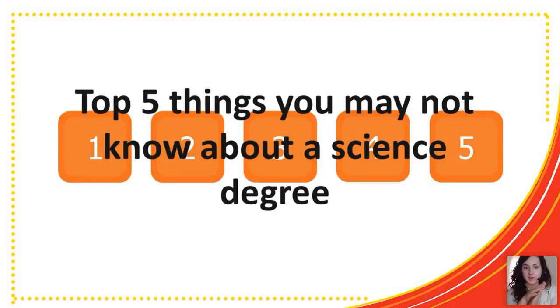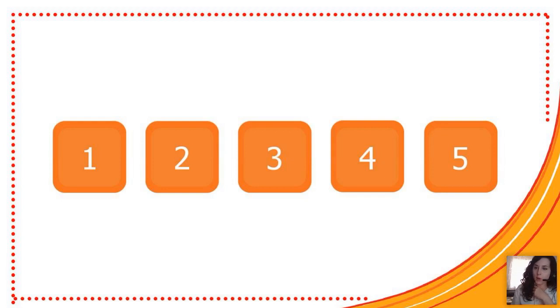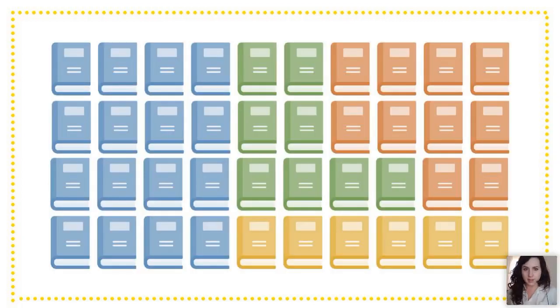Okay, now on to the meat. Here are the top 5 things you may not know about a science degree or coming into a science degree. Number 1, there are 40 courses in a degree. Did you know that? You know how we say it takes 4 years to get a degree? But why? It's because there are 40 courses. I'll explain in a bit why that is specifically.